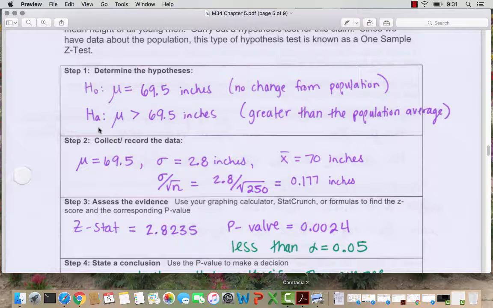Now we want to record the data. Our population mean was given, our population standard deviation was given, and our sample mean was given. We know we're sampling, so we want to think about what the standard deviation of the sampling distribution of the average would be. We take our 2.8 and divide it by the square root of 250, because there were 250 men in the study, and we get that the sampling distribution standard deviation should be 0.177 inches. Remember, we're pulling out 250 men and taking their average, and if we do this many, many times, we're going to get a sampling distribution graph with a center at 69.5 and a standard deviation of 0.177, because it's an average of 250 men, so it's not going to have much spread. Now let's go into StatCrunch.